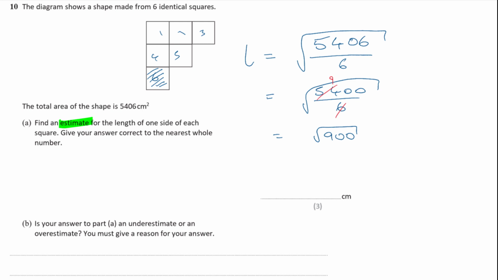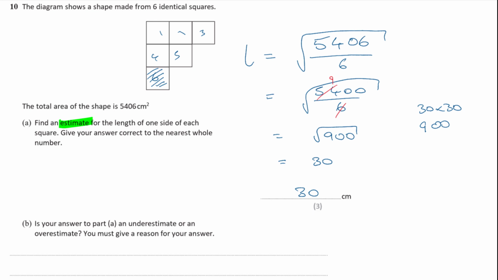I don't know. Well, I know. What do I know? Well, 3 times 3 is 9, but I want a 9 followed by 2 zeros. But what about if I do 30 times 30 then? 3 times 3 would be 9 plus 2 zeros. That would be 900, wouldn't it? So the square root of 900, that would be 30 then, wouldn't it? Okay. So I'm going to estimate that the length of one of my squares is 30 centimeters to the nearest whole number.